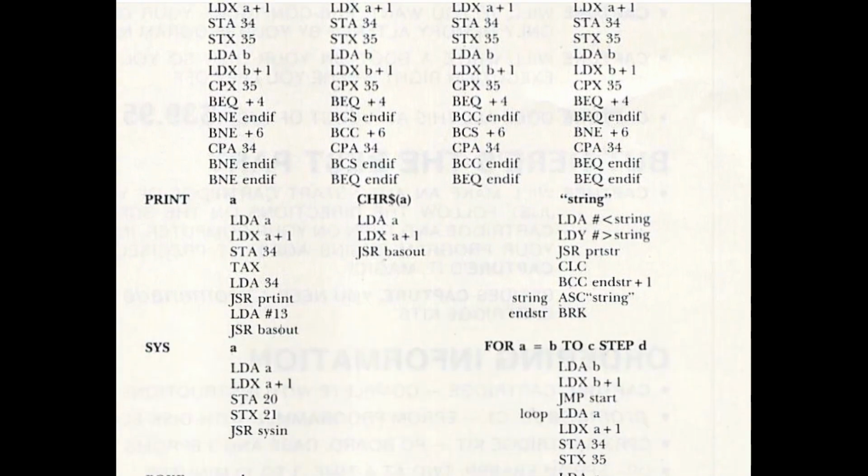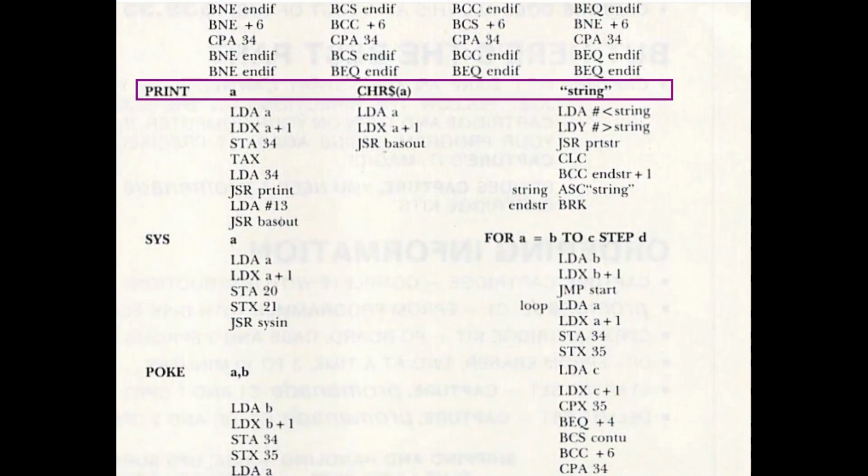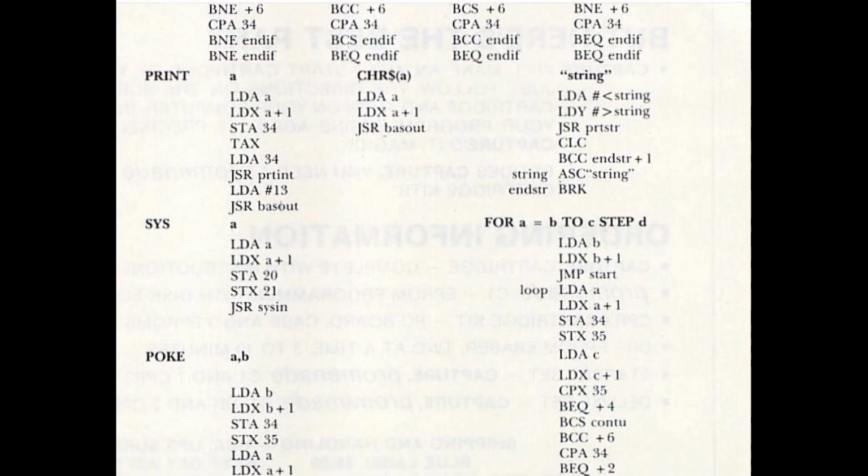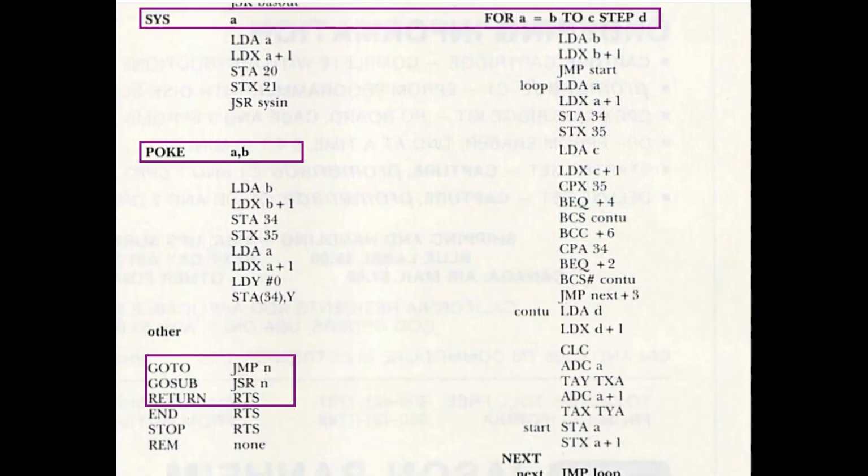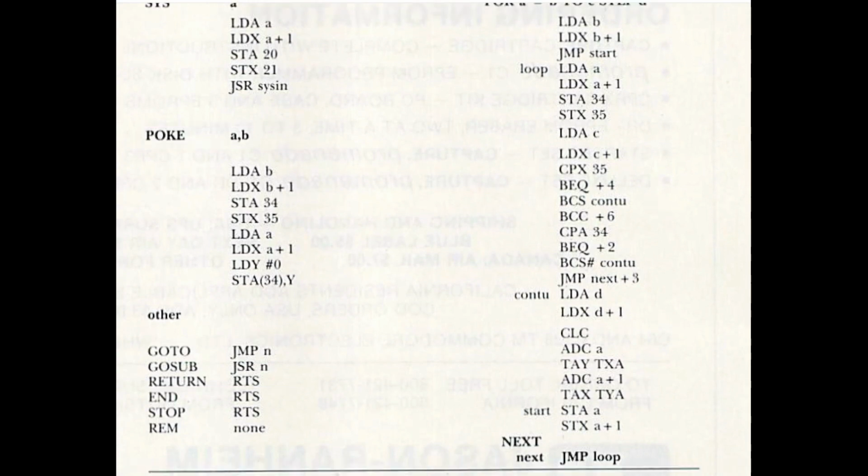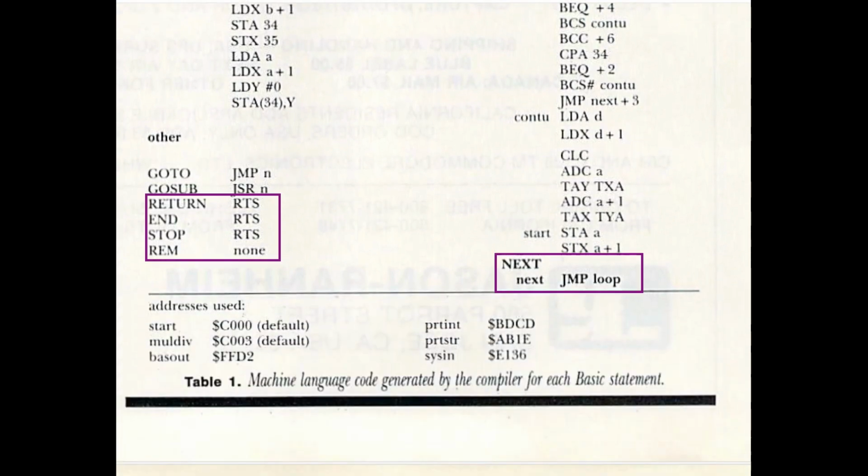PRINT can do numeric variables, CHR$, and string constants, but apparently no string variables. And then we have SYS, FOR, POKE, GOTO and GOSUB, including related keywords like NEXT or RETURN. This provides a good overview, but before I talk more theory, we would like to see this in action.